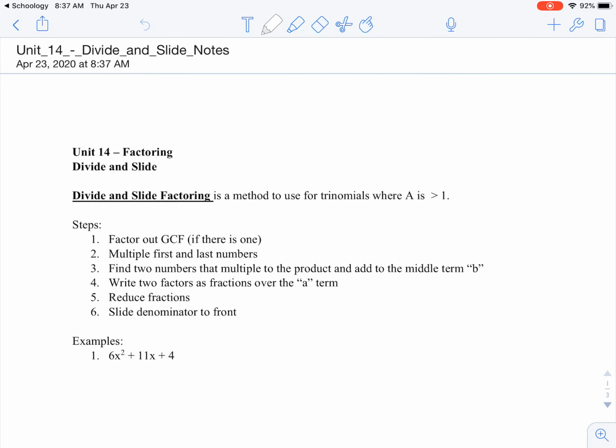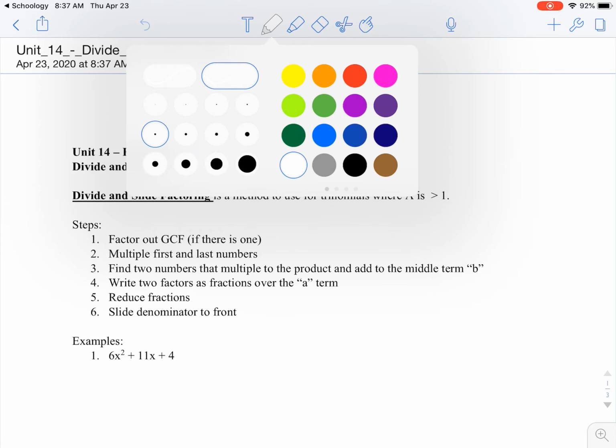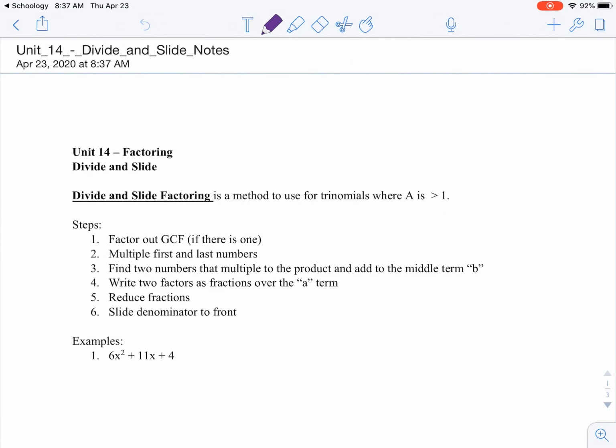Today we are going to go through the divide and slide method of factoring a trinomial. Just as a refresher, a trinomial is when you have three terms. So if we have 2x squared plus 4x minus 6, we have 1, 2, 3 terms, and that is called a trinomial.